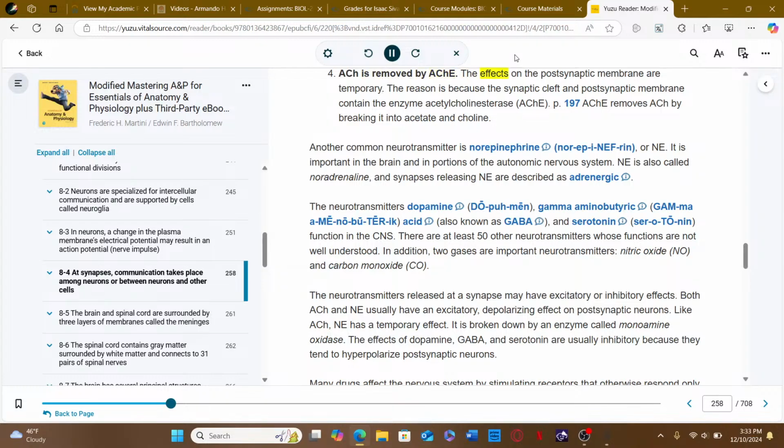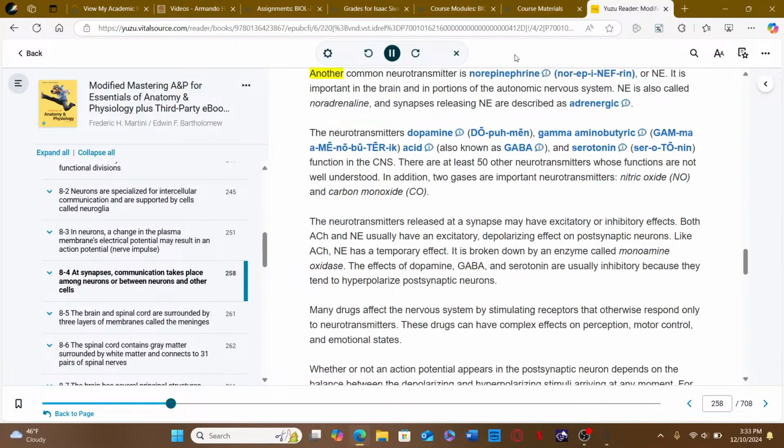ACh is removed by AChE. The effects on the postsynaptic membrane are temporary. The reason is that the synaptic cleft and postsynaptic membrane contain the enzyme acetylcholinesterase, AChE, which removes ACh by breaking it into acetate and choline.